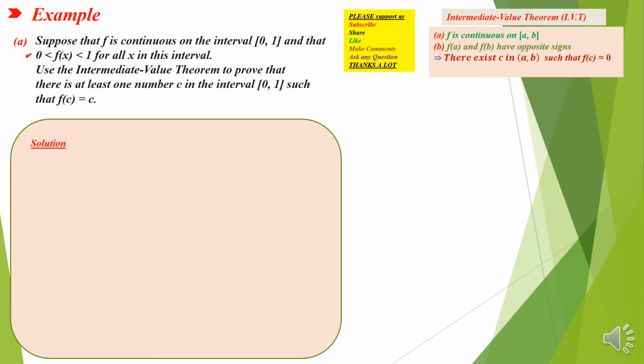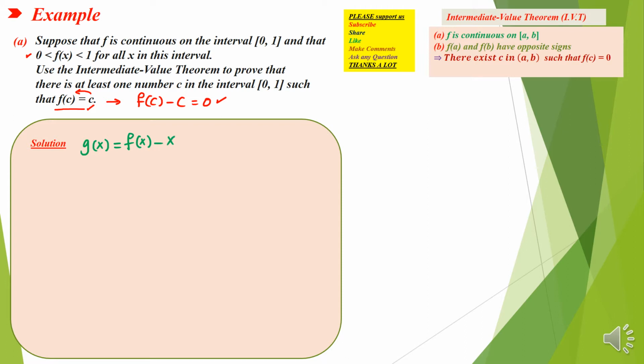f of c equals c. So this is what you want to prove, f of c equals c. And if you move c to the left hand side, you will get f of c minus c equals 0. So if you prove this statement, you will prove the original one. So to apply the I.V.T., first you have to create a function. Let's say g of x equals f of x minus x.